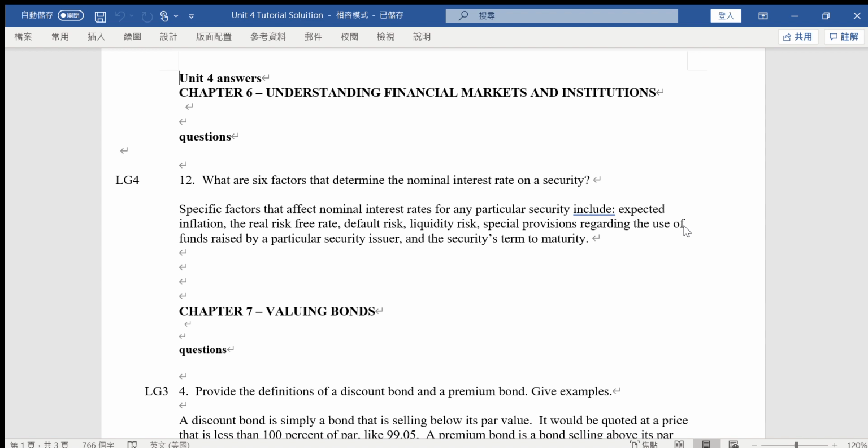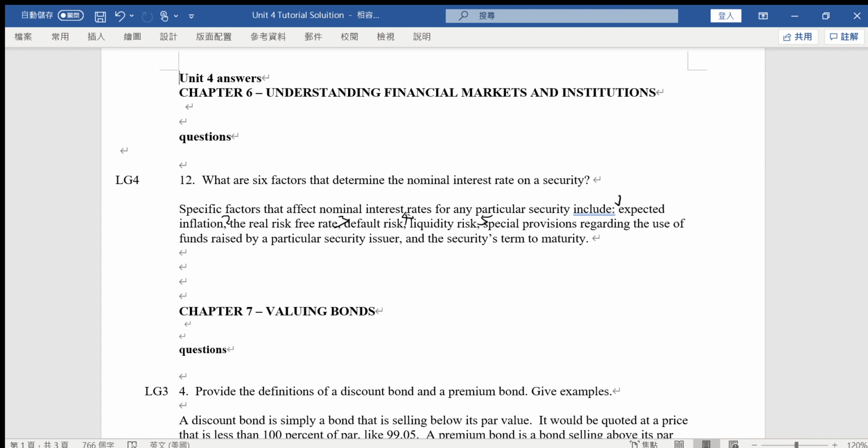The first will be the expected inflation rate. The second one will be the real risk-free rate. The third one will be the default risk. The fourth one is the liquidity risk. The fifth one will be the special provisions regarding the use of the funds raised by the particular security issuer.